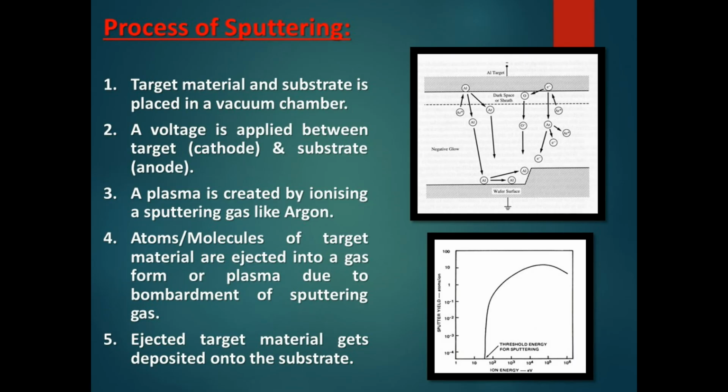During the process of sputtering, the target material and substrate are placed in a vacuum chamber. Then a voltage is applied between the target and the substrate, which acts as an anode. A plasma is thereby created by ionizing a sputtering gas like argon. Atoms or molecules of target materials are ejected into a gas form or plasma due to bombardment of this sputtering gas. Finally, the ejected target materials get deposited onto the substrate and a thin film layer is obtained.